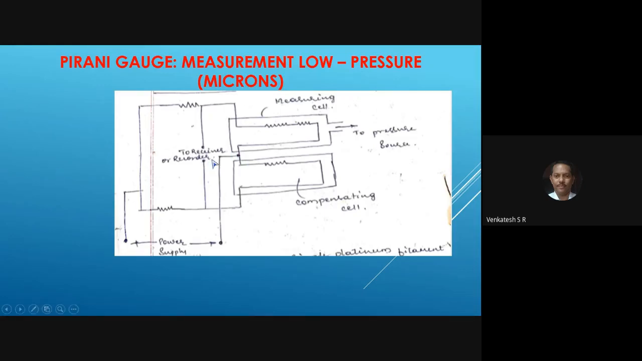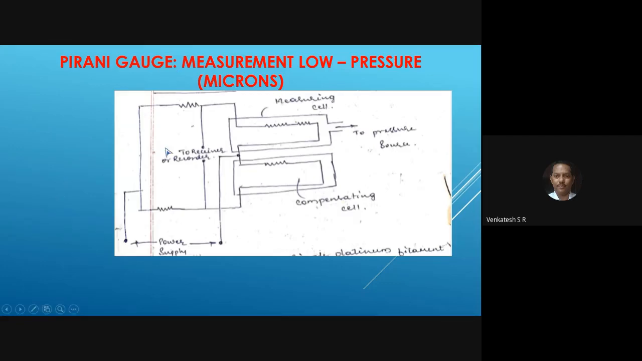Usually this is the analog type or digital type, so you can measure the pressure in terms of kg per millimeter square. The only gauge available for measurement of low pressure is the Pirani gauge, which contains two cells. One is the compensating cell, the other is the measuring cell.